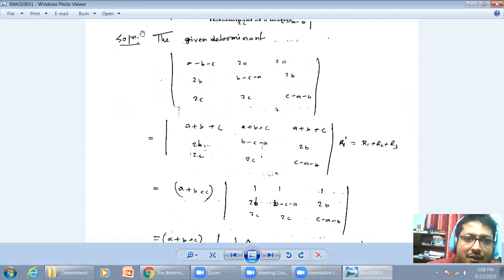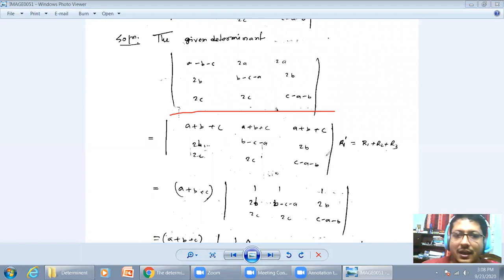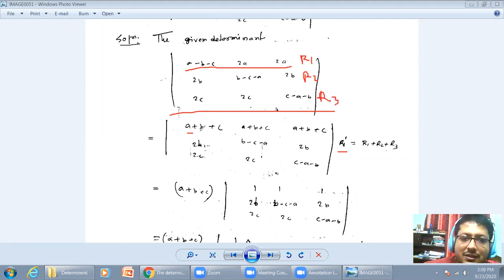Okay, the given determinant is this. We can apply operations on rows and columns to find our solution. Here we apply R1 prime, that means the new row 1 equals R1 plus R2 plus R3. R1 is this row, then R2 and R3.